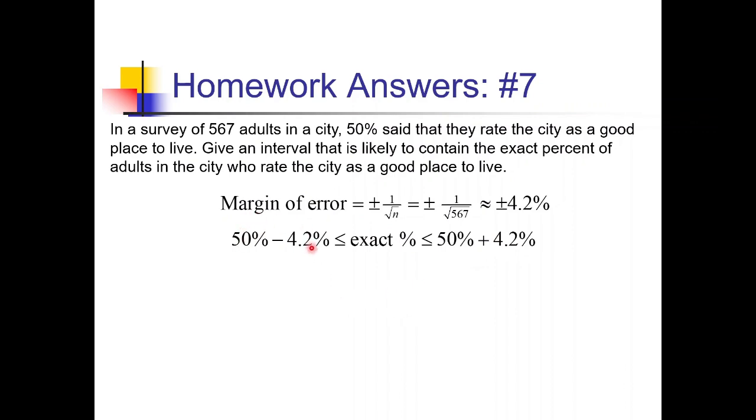So 50 minus 4.2, I believe that's 45.8%. And then the upper bound on our exact percentage should be 54.2%. So actually, this doesn't contain all of the possible exact values, but what this margin of error does tell us is that there's a 95% chance that the exact real percentage is between this range.